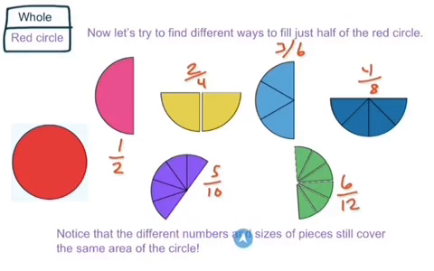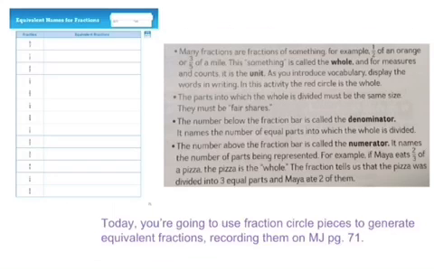Notice they're different numbers and sizes of pieces, but they can still cover the same area of the circle. In this situation, I'm talking about half of it. The previous one, we were talking about the whole. This time I'm talking about halves. So when I look at these different numbers, they would all be equivalent numbers for 1/2, right? Because they all cover the same area. And that's what equivalence is all about. Okay? So jot some notes for yourself on that.